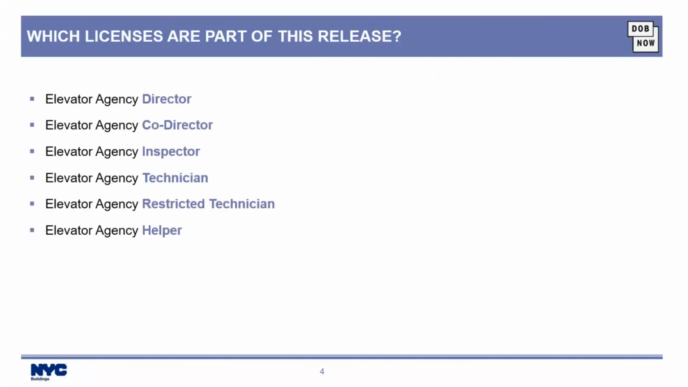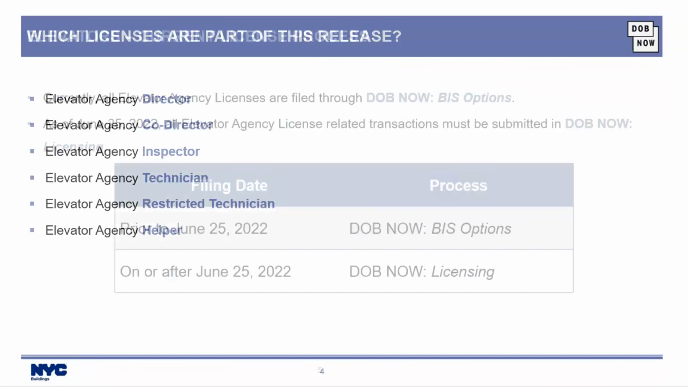So this release covers elevator agency directors, co-directors, inspectors, technicians, restricted technicians, and helpers. It's the last three of these that we'll be focusing on today, but we will mention the other three as well.